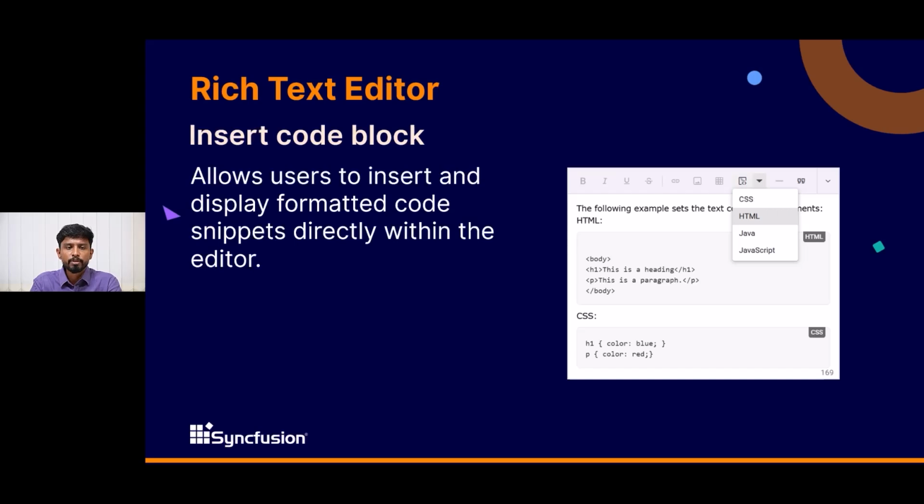Okay, so the next component is rich text editor. We will start with the insert code block, which is very much useful for developers. So the code block feature allows users to insert and display formatted code snippets directly within the editor, as you can see in the image. It also includes a language switch option in the drop-down menu. It enables users to specify the programming language for each code block.